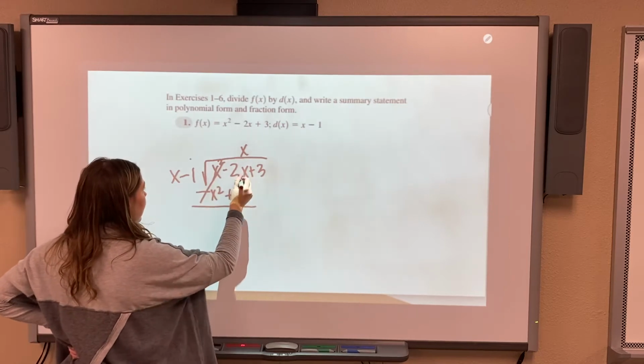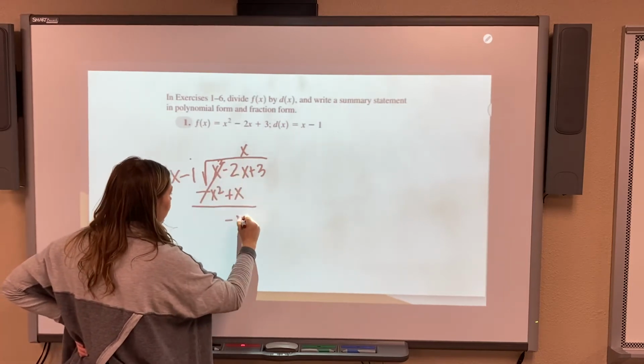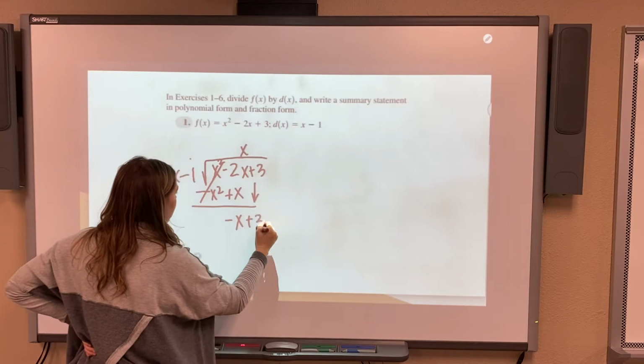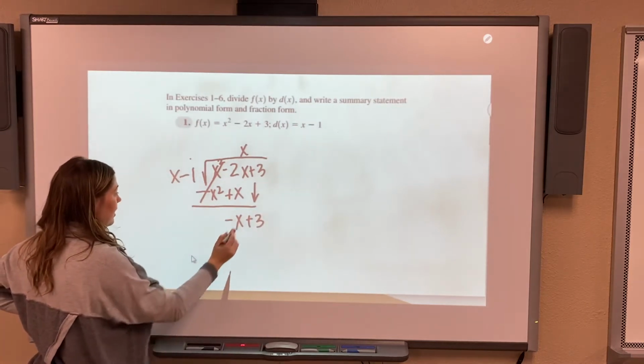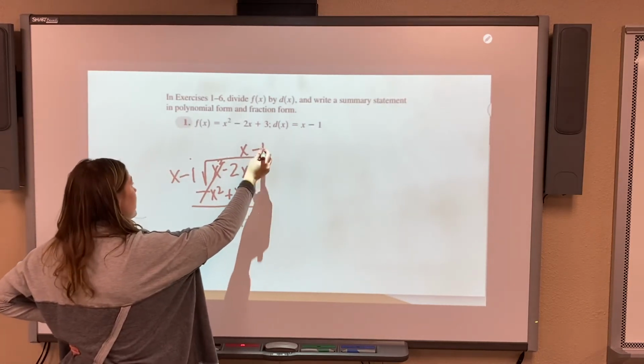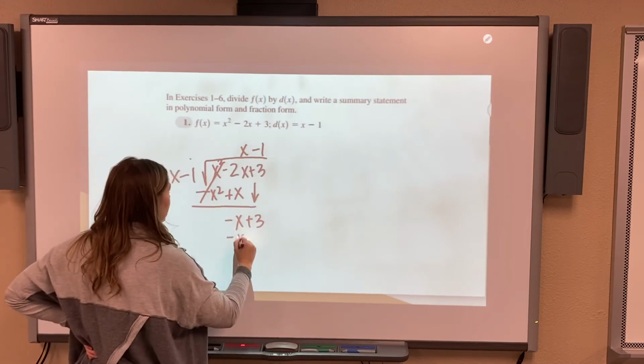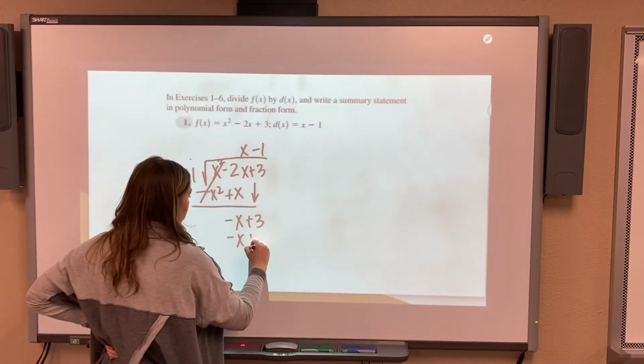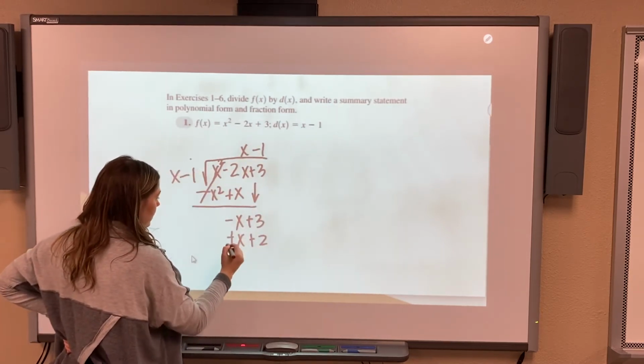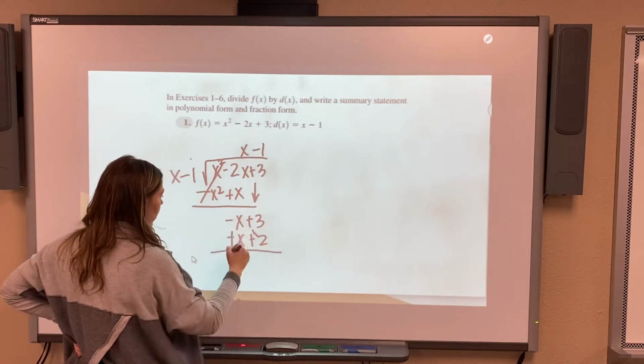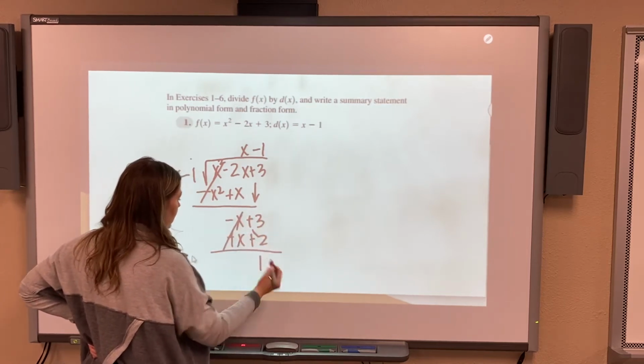Cancel, and then 2x plus x is -x, and then we bring down a plus 3. What do I multiply times x to get a -x? That'd be -1. -1 times x is a -x. -1 times a -1 would be a +2. That's changed signs, so we go down, those cancel, 3 minus 2 is 1.